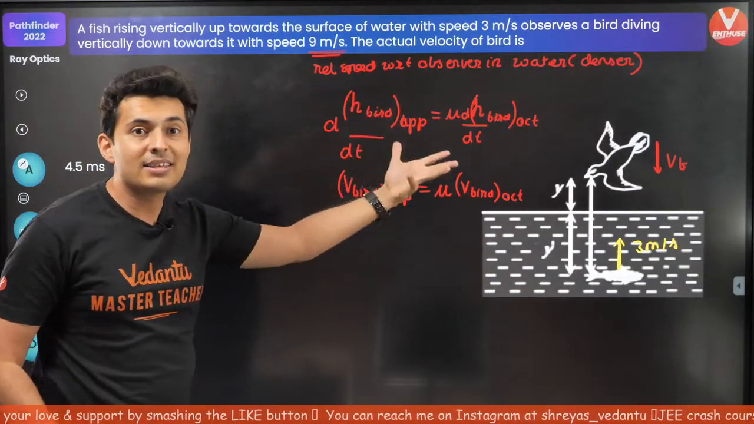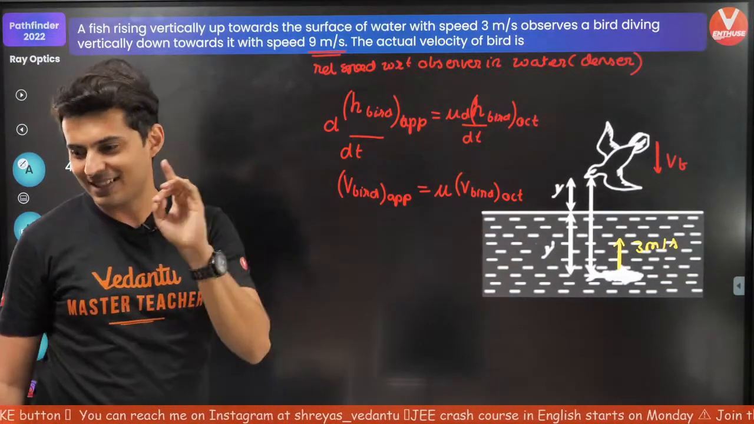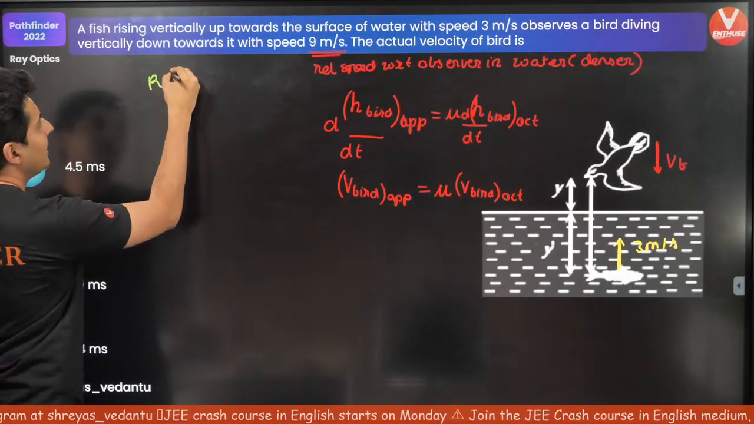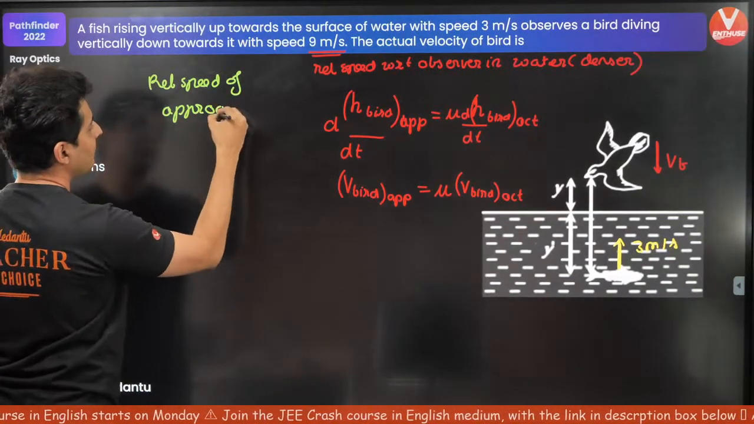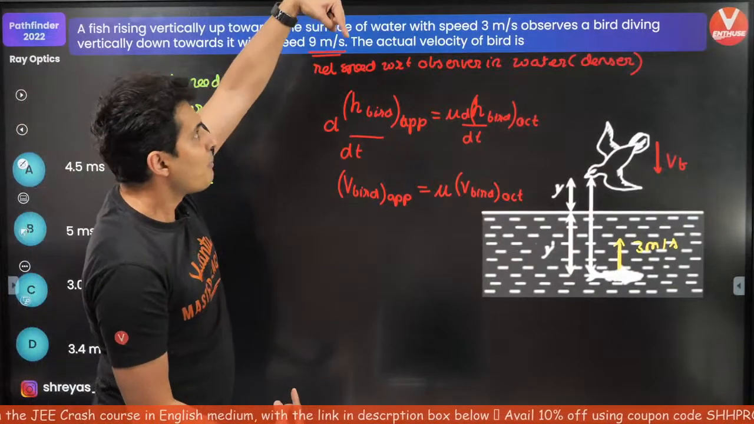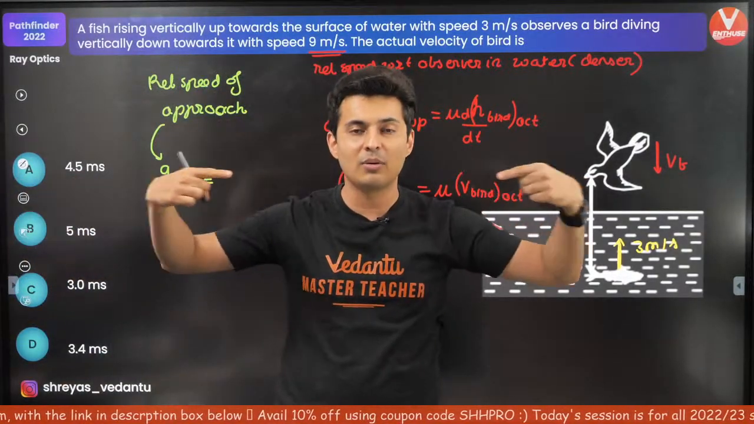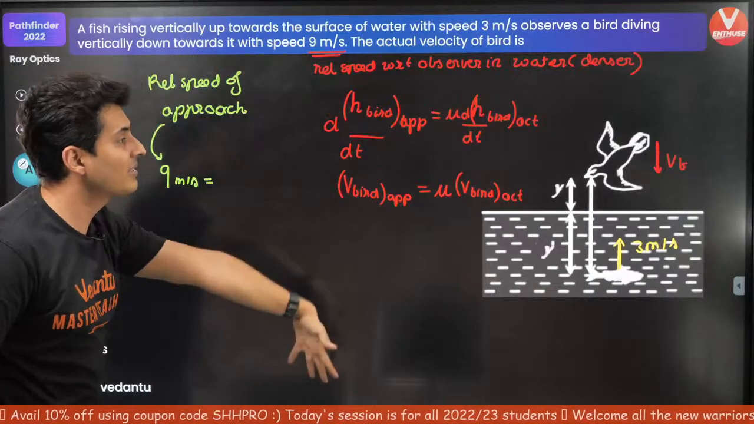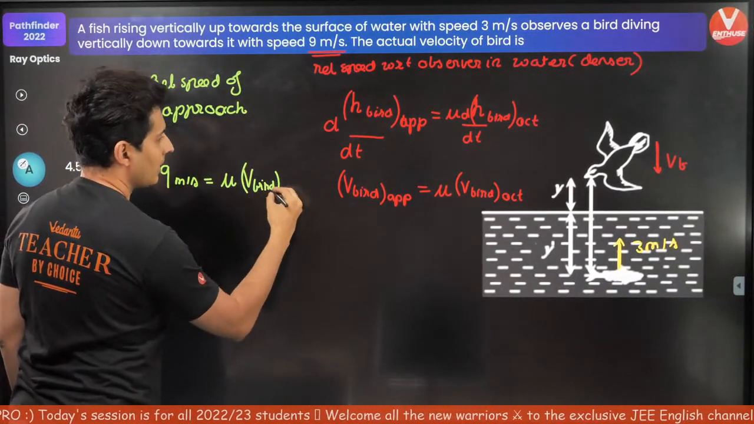The fish perceives the bird coming towards it with a speed of 9. But don't forget, the fish is also moving with a speed of 3 meters per second. Agree? Disagree? So, can I not say, my warriors, the relative speed of approach, this 9 meters per second, is it not bird speed plus the fish's speed? It's like two trucks, two cars moving towards each other. What is the relative speed? V1 plus V2. That means 9 meters per second will be the perceived speed of the bird, which will be mu into the velocity of that bird, which is actual.